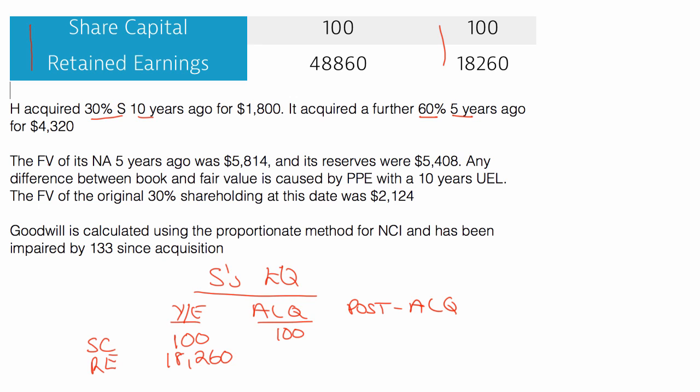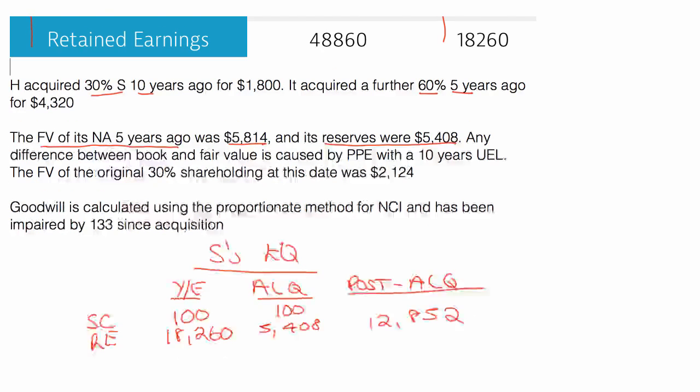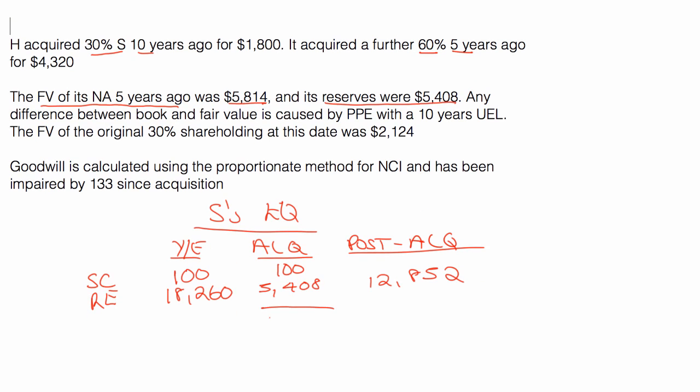So it then goes on, I want the retained earnings, don't I, 5 years ago. The fair value of its net assets 5 years ago was that, and its reserves were that. So there we go, the 5408. One minus the other then will give me a post-acquisition of 12852. So far so good. Then I add those up, don't I, as normal. That would be 5508. That's the book value of the net assets and equity. I compare that to the fair value there of 5814, and that means I've got a fair value adjustment of what, 306, I think.